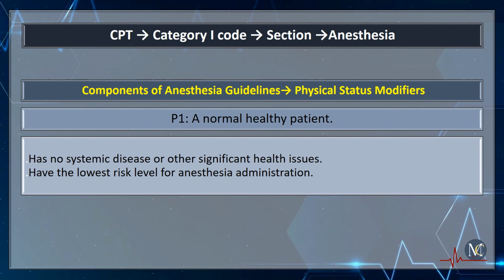Modifier P1. In the context of anesthesia physical status modifiers, it indicates a normal healthy patient. This means that the patient has no systemic disease or other significant health issues that would affect their response to anesthesia. Patients classified as P1 are considered to have low risk for anesthesia administration. When the healthcare provider performs anesthesia on a patient with modifier P1, it suggests that the patient's overall health status is favorable, which can simplify the anesthesia process and reduce the likelihood of complications during and after the procedure.